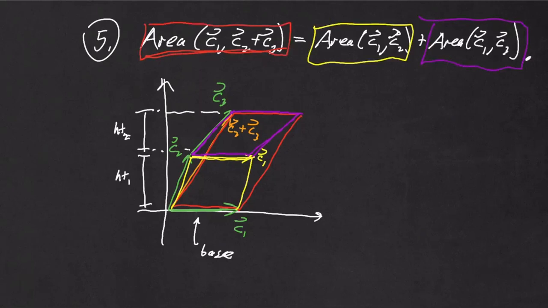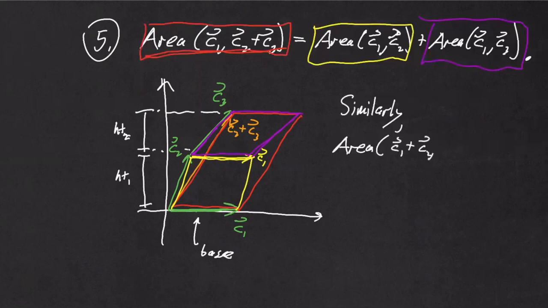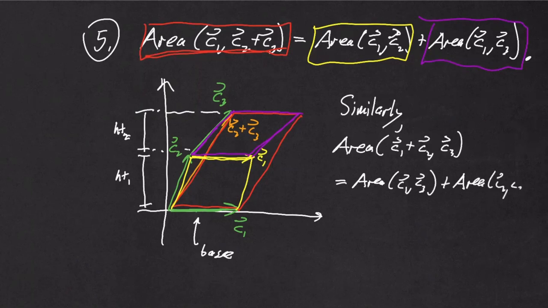And similarly, it's hopefully not too controversial to say, especially because we know we can switch the order and all we get is a sign difference, that if I put it like this, C1 plus C2, C3, that area would be the area formed by C1 and C3 plus the area formed by C2 and C3. Okay, so those are the big properties that we're going to use to derive a lot of determinant properties.